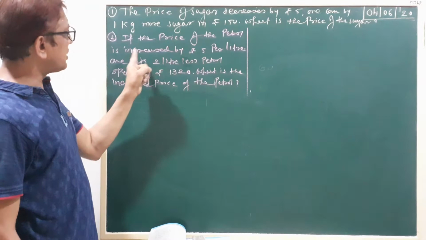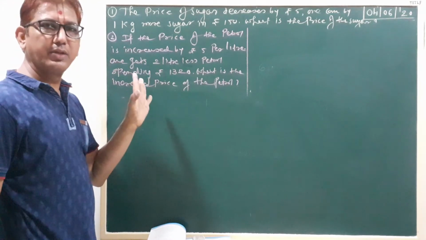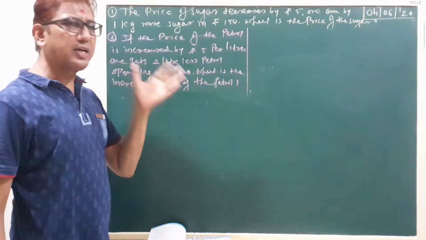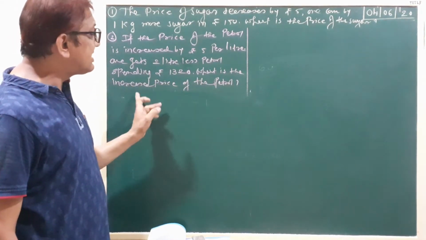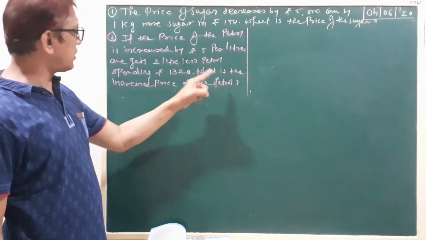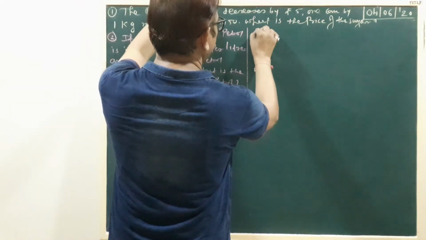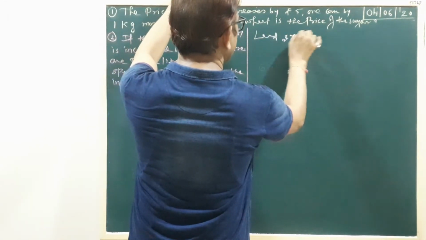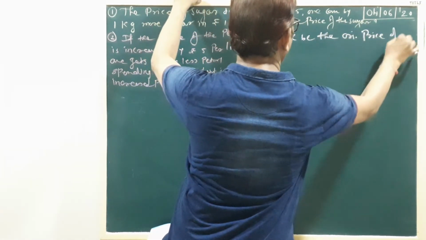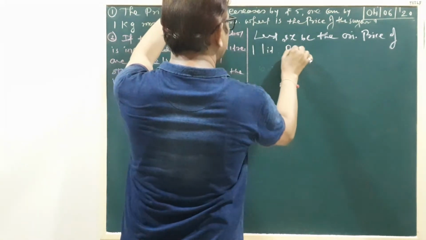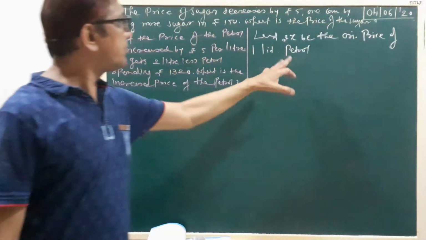Now let's suppose if the price of the petrol is increased by rupees 5 per liter, one gets 2 liter less petrol spending rupees 1320. Here we purchase with rupees 1320. Right? Clear? Now what is the increased price of the petrol? Here the question is what is the increased price? So first we suppose the original price. Let rupees x be the original price of 1 liter petrol. Is that clear? Let rupees x be the original price of the 1 liter petrol.